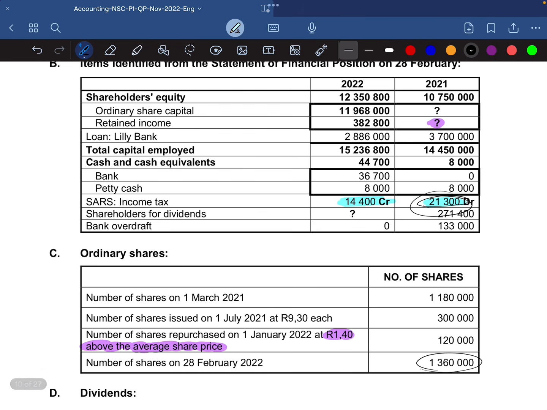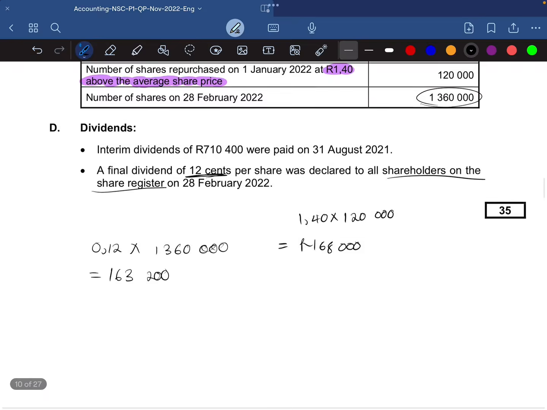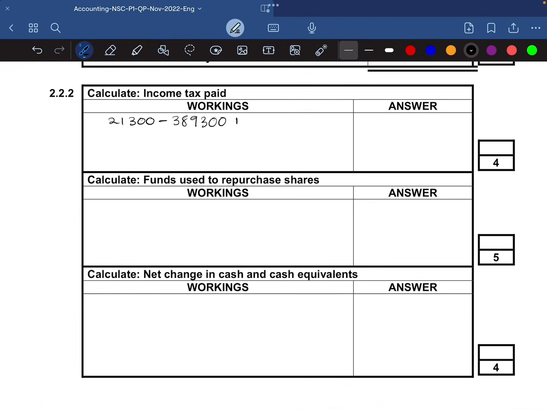SARS income tax, a credit balance of 14,400. Okay, so the balance of 14,400 means that we haven't paid SARS. We actually owe SARS 14,400. Okay, so if we haven't paid, it's actually not an outflow. So we are going to say plus 14,400 here, because it has not been an outflow. What else you could do is take 389,300 minus 21,300 minus 14,400, and it also depends on how you want to express your answer here.